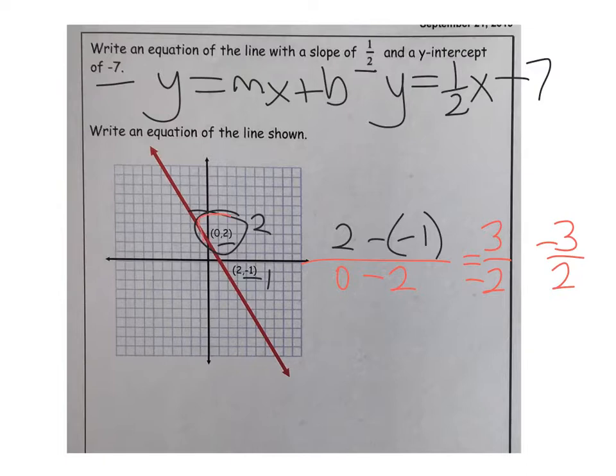So I've got my y-intercept, that's 2, and now I've got my slope here. So my line is going to be y equals -3/2 x, that's my slope, and then plus 2. That's my y-intercept.